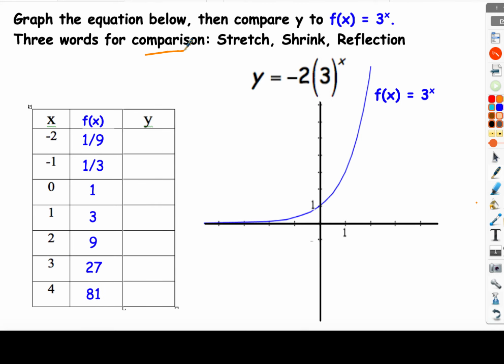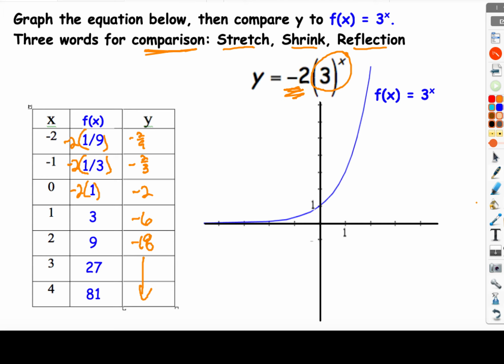Again, comparison words are very helpful. Most of our graphs, you can graph that simple 3 to the x like we did with this blue line, but most of the graphs we're going to talk about will either be a shrink, a stretch, or reflection. And they're according to whatever that front number is. I'm taking all my values, all my blue values from my blue line, and I'm multiplying by -2 this time. So 3 becomes -6, 9 becomes -18, and so forth and so on. 1/3 would still become -2/3. I'm just going to multiply by -2. Same thing, -2/9 when I multiply by -2 times my 1/9.